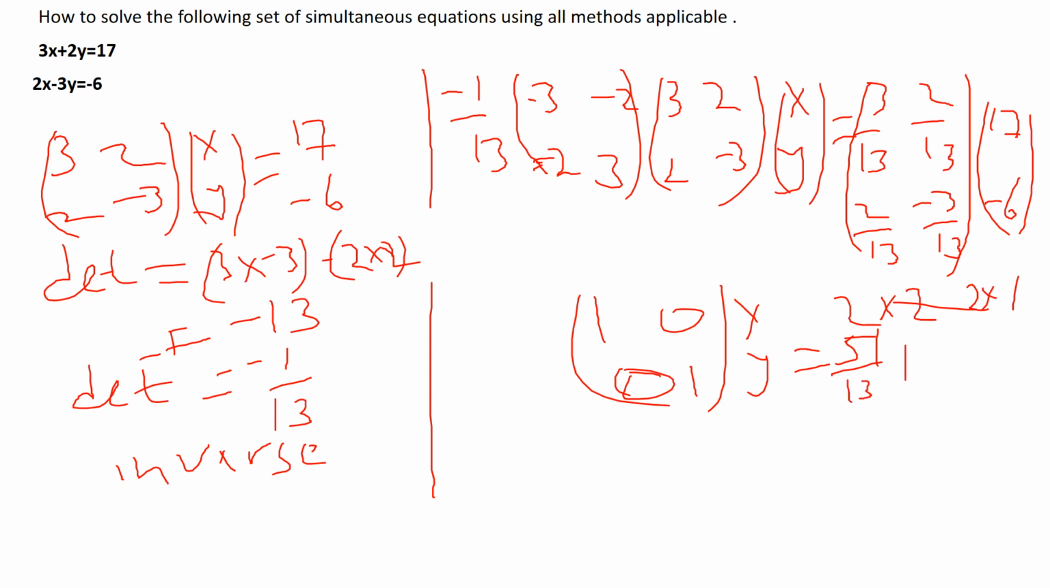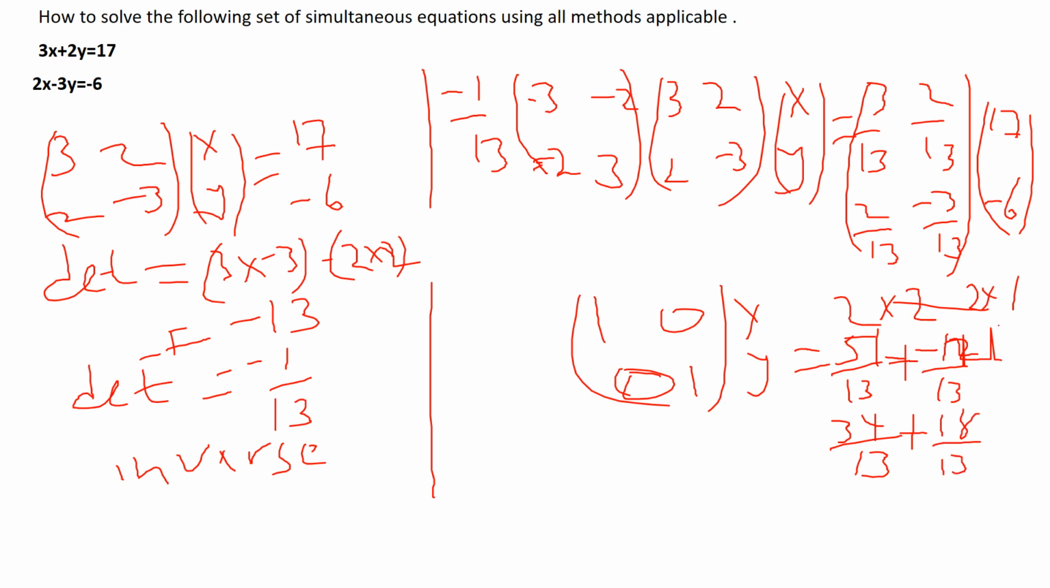Then this one is added to negative 2 out of 13 multiplied by negative 6, which is negative 12 out of 13. And then the other one is 2 out of 13 multiplied by 17, which is 34 out of 13. Then added to negative 3 out of 13 multiplied by negative 6, which becomes 18 out of 13.